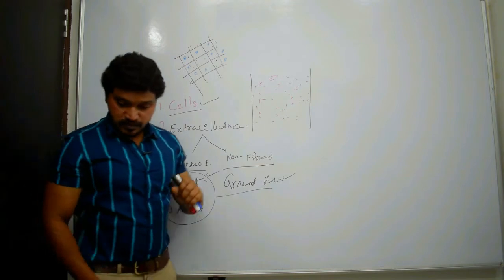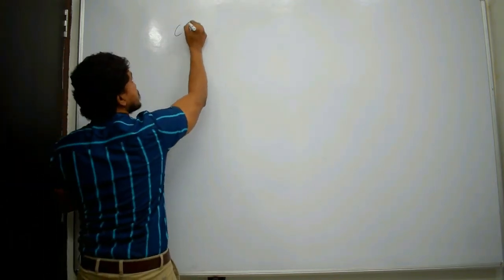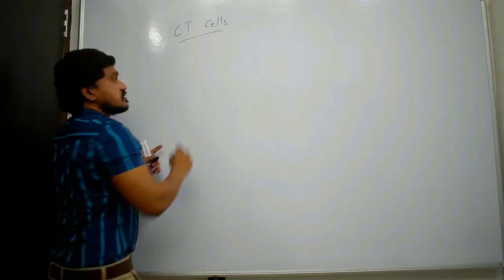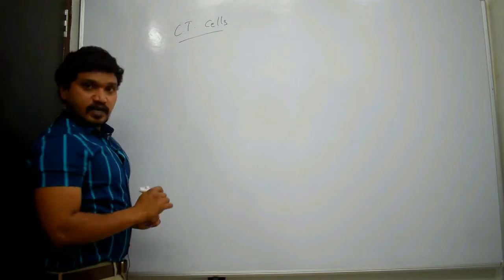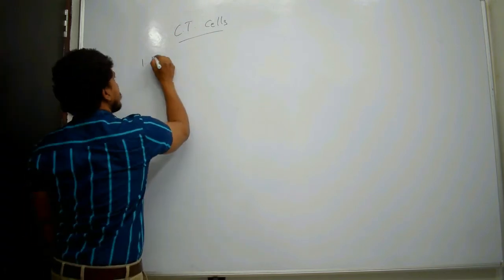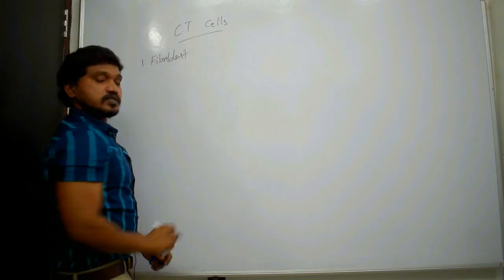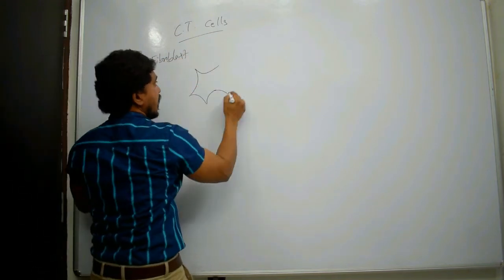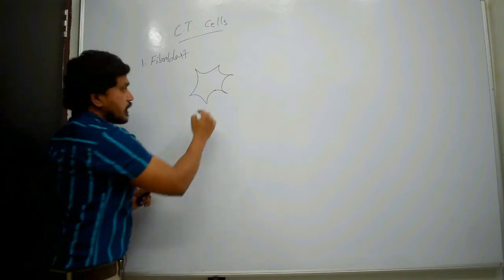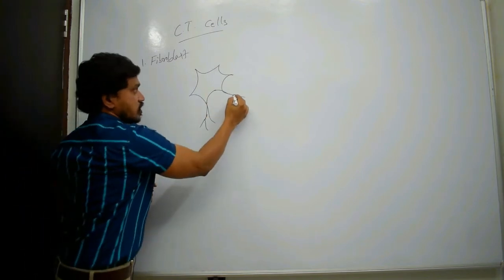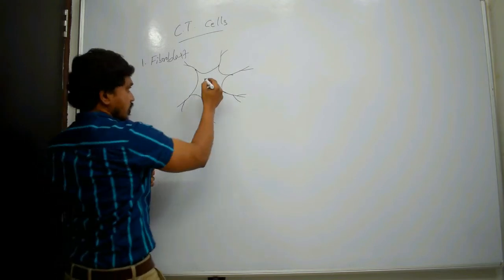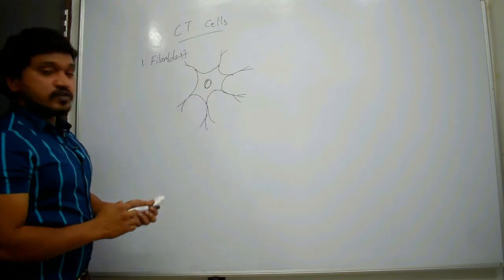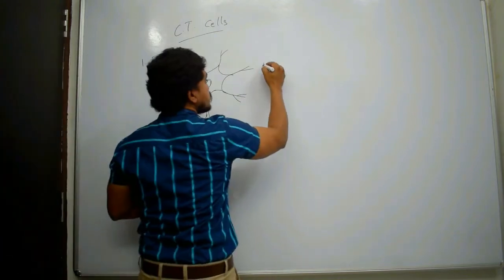So let me remove this. Now we will discuss connective tissue cells. This is the first component which is present within the connective tissue. Within these connective tissue cells, the first one is the fibroblast. They are irregular in shape and they have branching processes. These are the processes, they are branched. These cells are flattened cells. Of course they contain a nucleus. If you see in profile view, they are fusiform in shape.